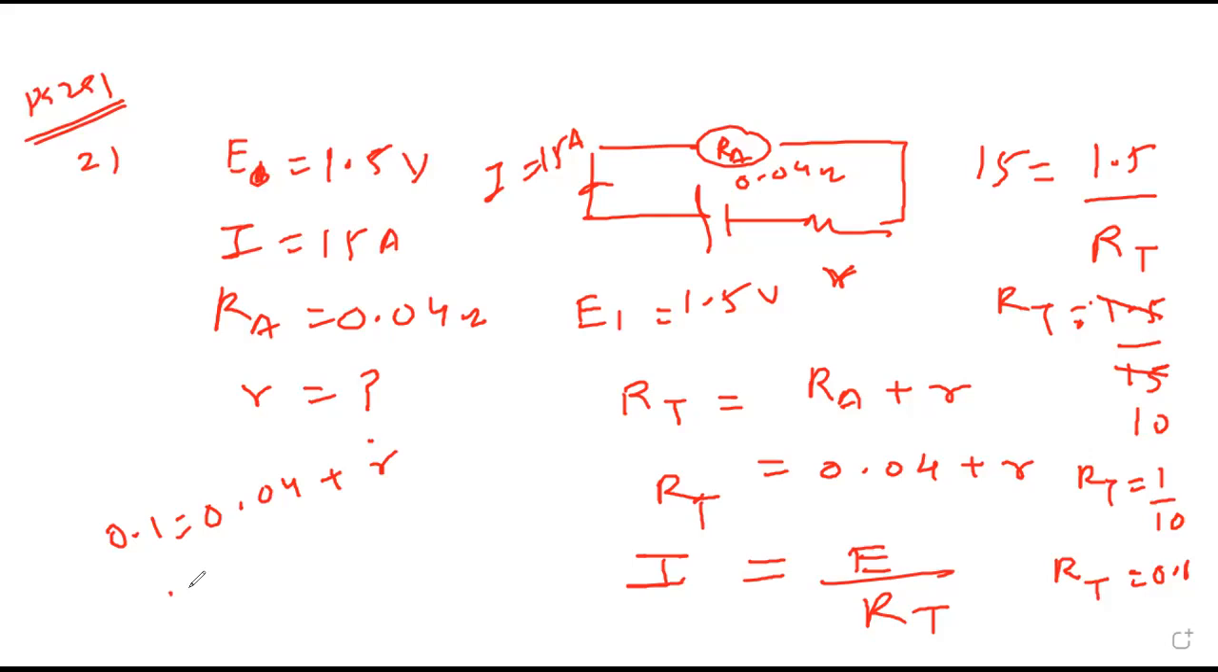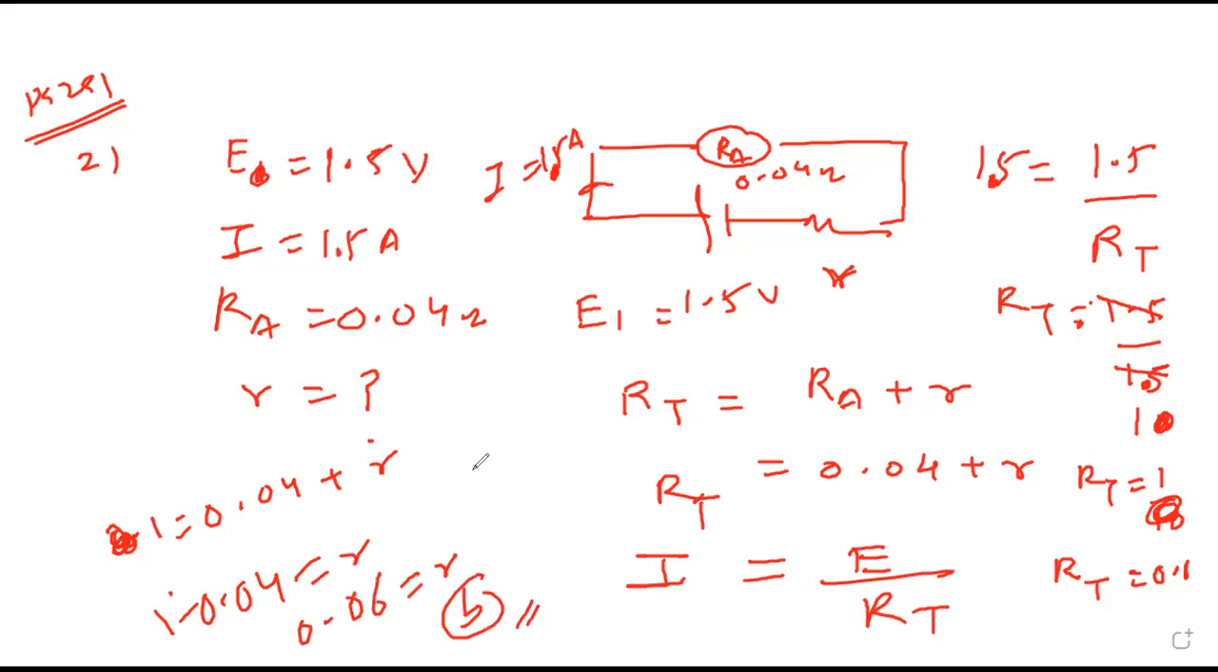The current is printed wrong by mistake, it is 1.5 ampere. So the total is 1 minus 0.04 is R. 0.06 is R, option B. It appears to be 15, but it is 1.5.